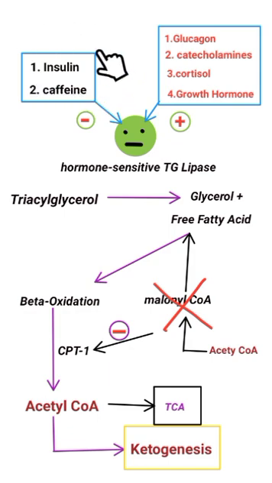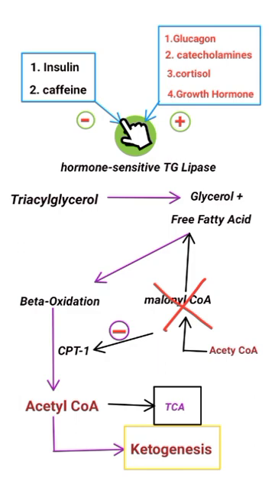We have got regulators on top. On the left-hand side, we have got insulin and caffeine, while on the right-hand side, we've got glucagon, catecholamines, cortisol, and growth hormones. Insulin and caffeine downregulate the activity of this enzyme, or in other words, they inhibit it, while glucagon, catecholamines such as epinephrine and norepinephrine, as well as cortisol and growth hormones, activate this enzyme.